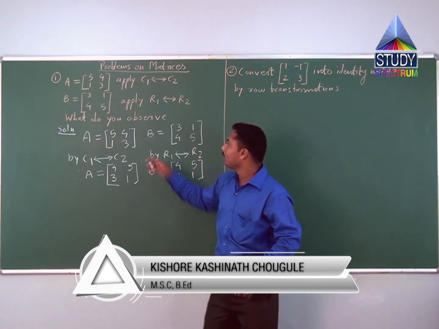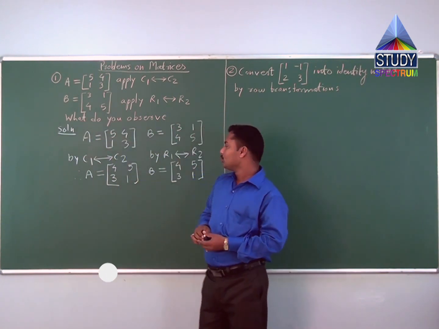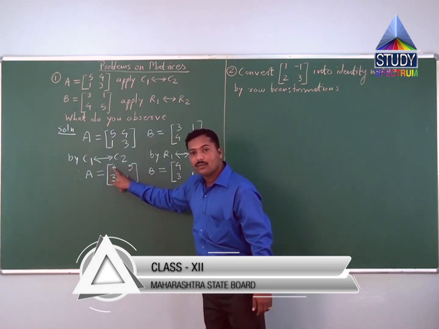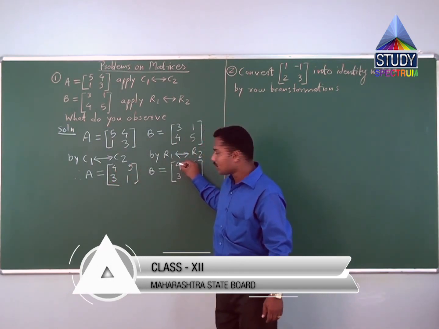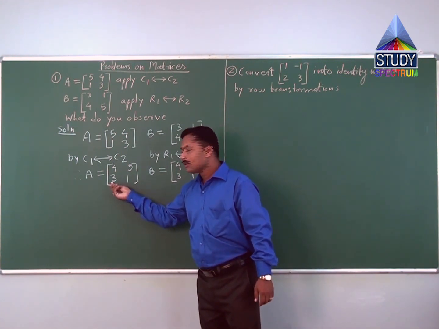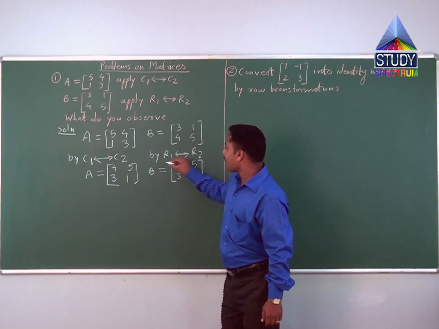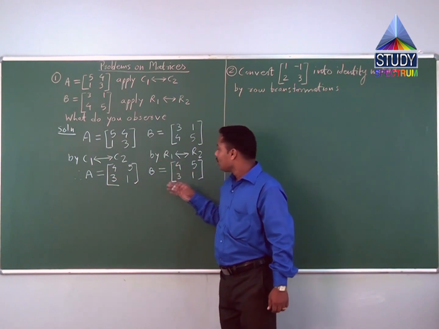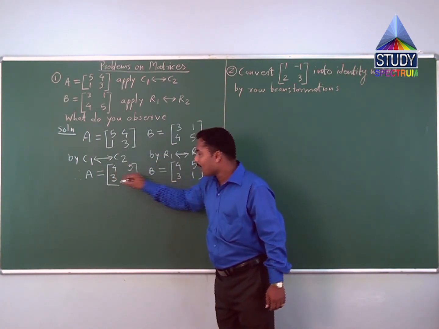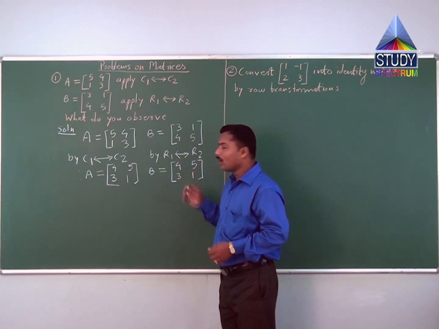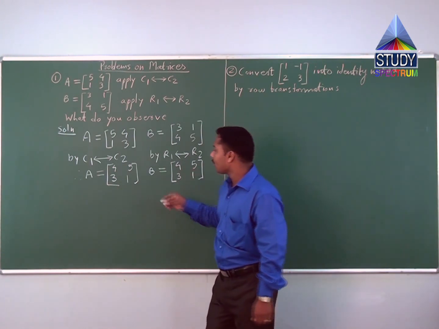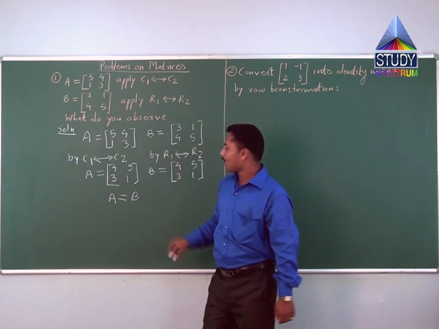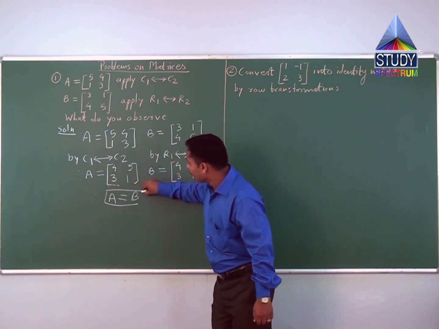And our last question is, what do you observe? Observing matrix A and matrix B, the first row is 4 5 in matrix A, and the first row is 4 5 in matrix B. The second row is 3 1 in matrix A, and the second row is 3 1 in matrix B. Therefore all numbers of matrix A and matrix B are equal place to place, and therefore matrix A equals matrix B.